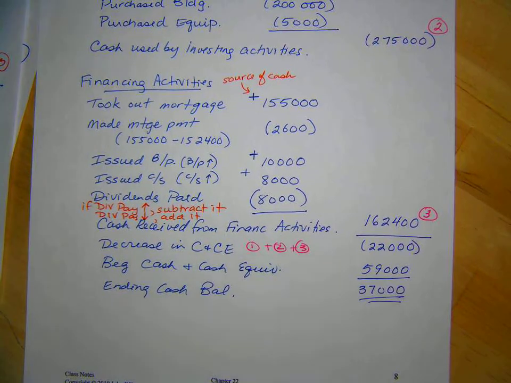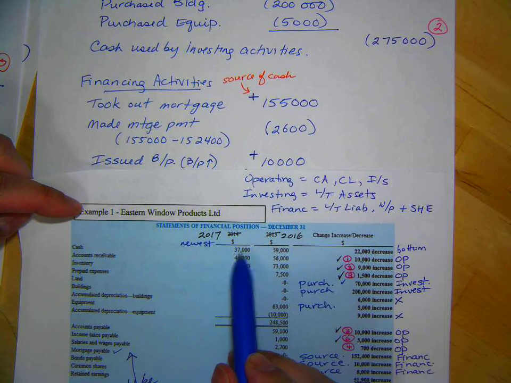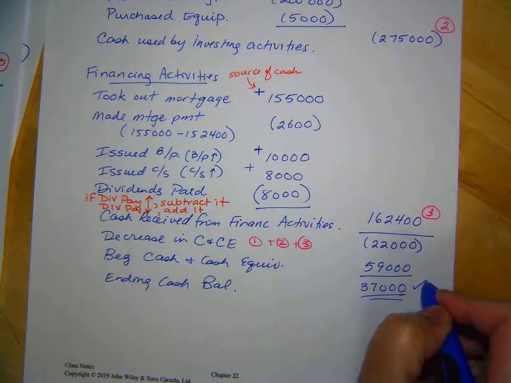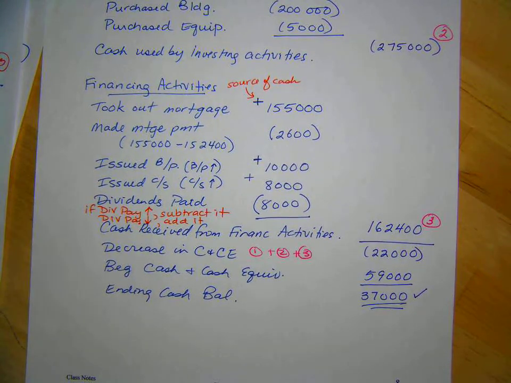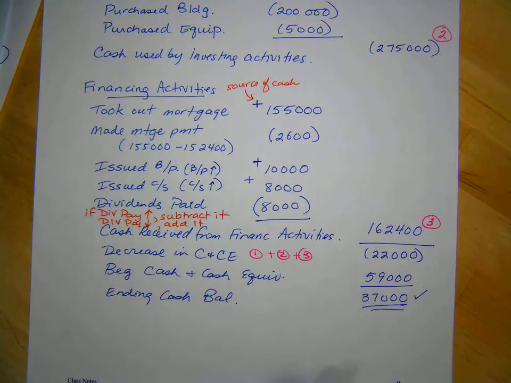And the last thing you do is you go back and look at the balance sheet and make sure that what you ended with is 37,000. Yes, so we know at least we hit all the items. They might be misclassified, but at least we hit them all. Okay, that's how you do the direct method statement of cash flows.